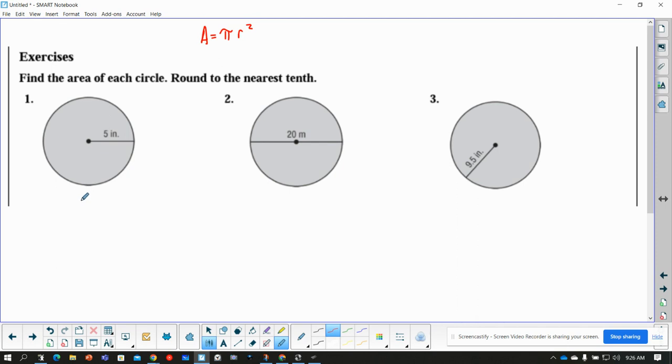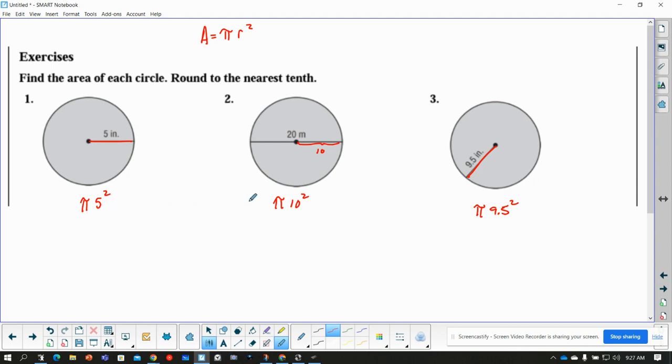The area of this first one is pi times the radius. The radius in this case is 5, squared. Next one, diameter is 20, so that means the radius is 10. So pi times 10 squared. This one, radius 9.5, so this one's going to be pi times 9.5 squared.